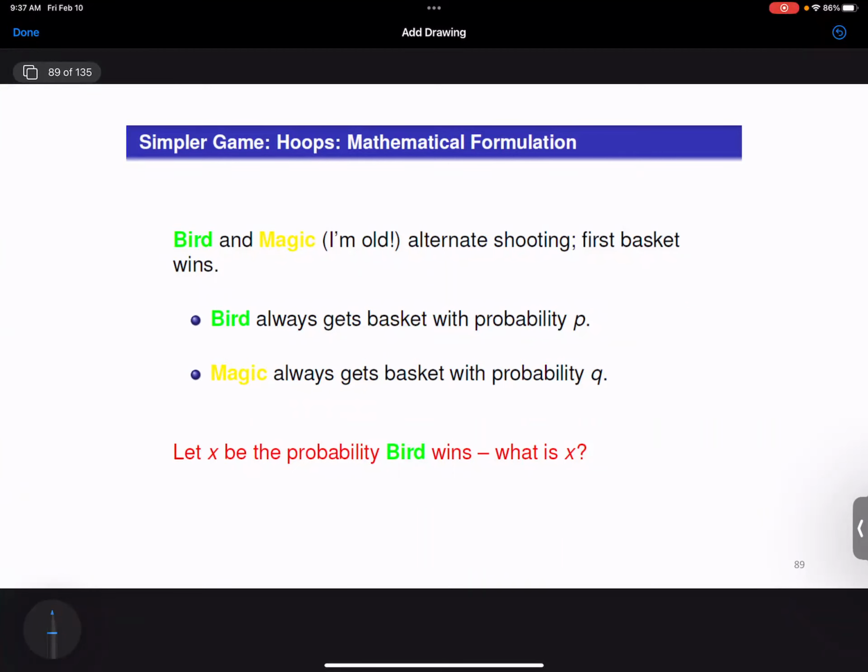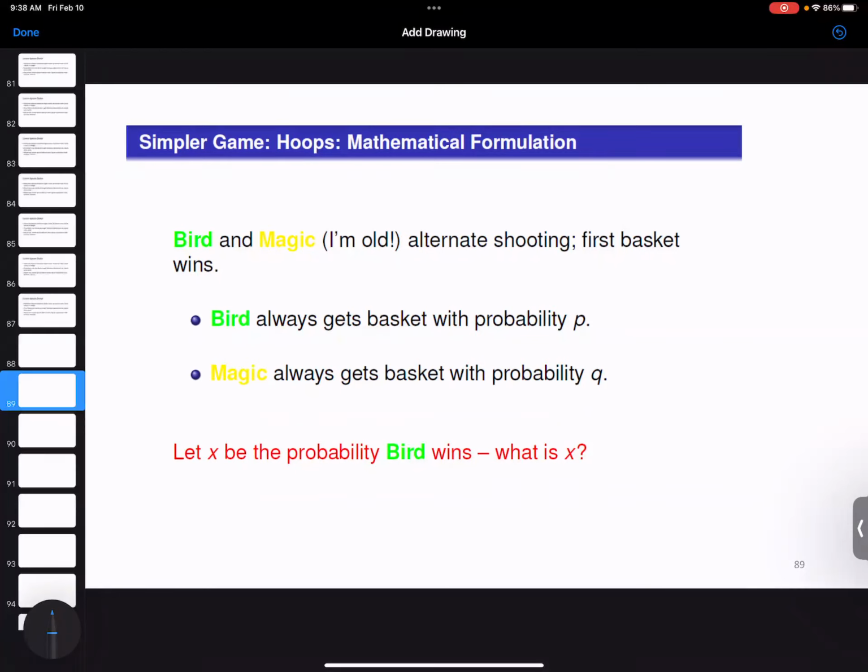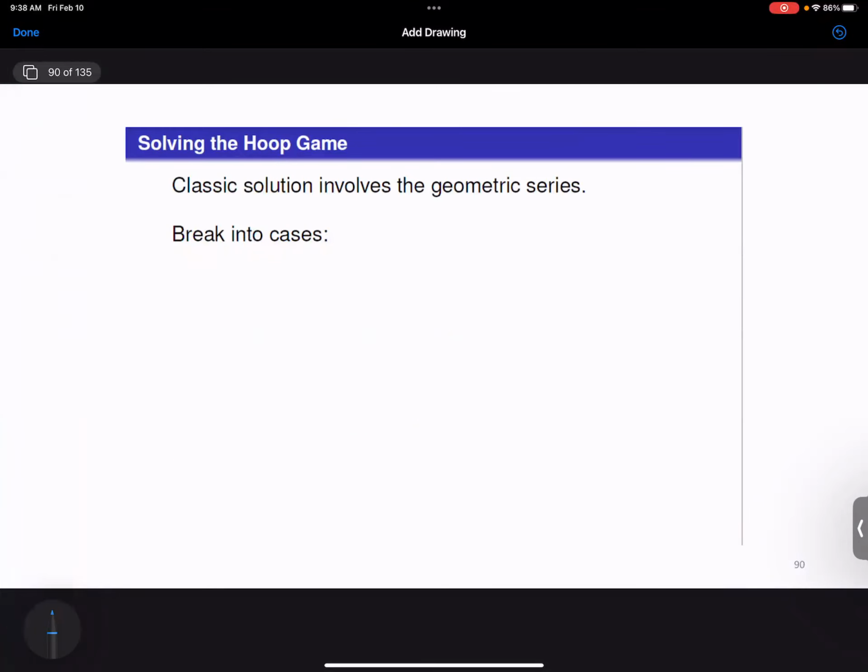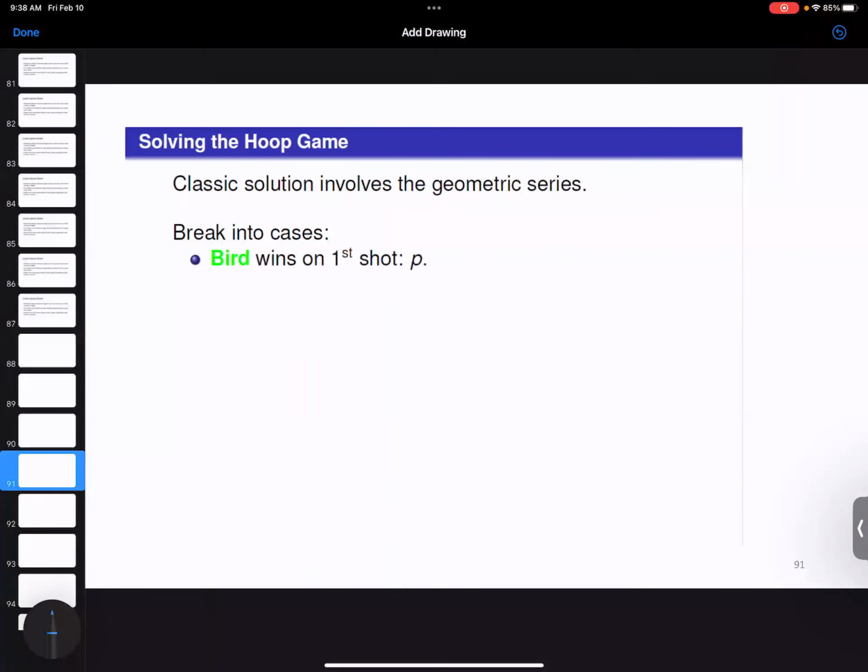Well, let's assume Bird always gets a basket with probability P. Let's assume Magic always gets a basket with probability Q. And we'll let X denote the probability that Bird wins. We want to calculate, what's the probability Bird wins? He always makes a basket with probability P, Magic with probability Q. So let's break it into cases. What's the probability Bird wins on his first shot? P. What's the probability Bird wins on his second shot?